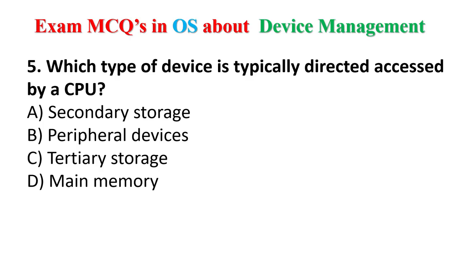5. Which type of device is typically directly accessed by the CPU? Secondary storage, peripheral device, tertiary storage, main memory. The device that is directly accessed by the CPU from the list of the choices is the main memory.